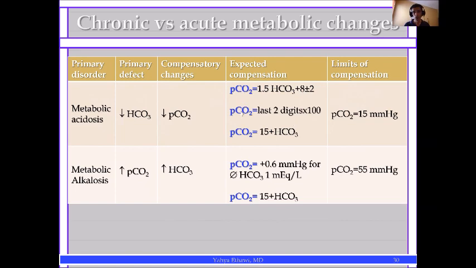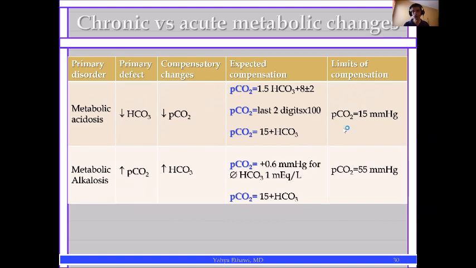Okay, or it can be the last 2 digits of the pH times 100. So let's say the pH is 7.27. So 0.27 times 100, you'll have 27. So the body can compensate by CO2 the last 2 digits of the pH. That can compensate the amount of CO2 for losing or dropping bicarb. So let's say your pH is 7.45, then the body can compensate about 45 millimeter mercury. Or the other way to calculate it is 15 plus the bicarb level.